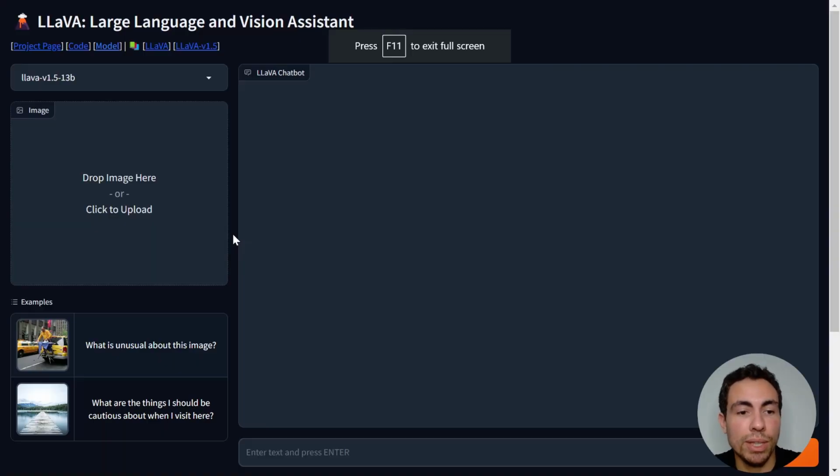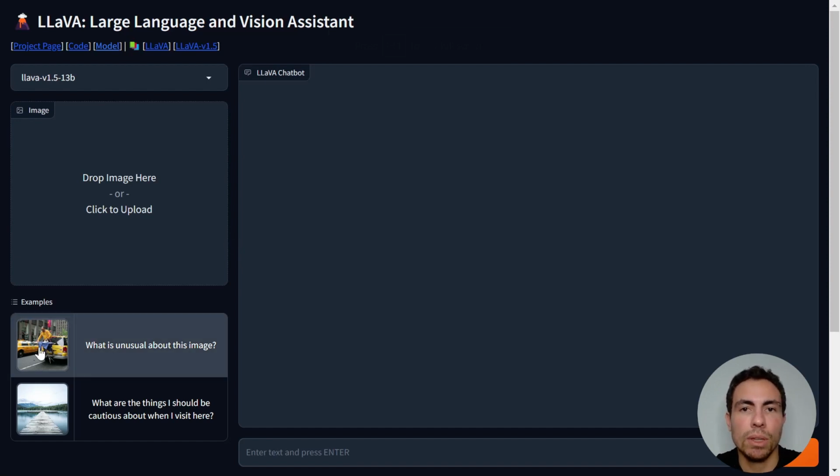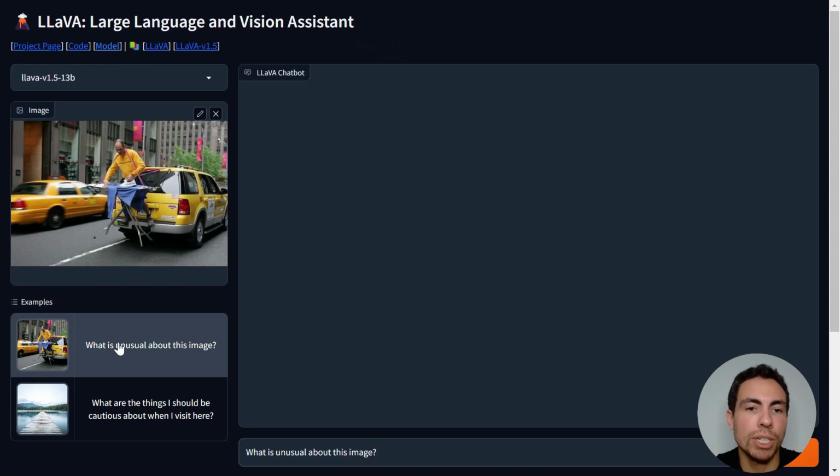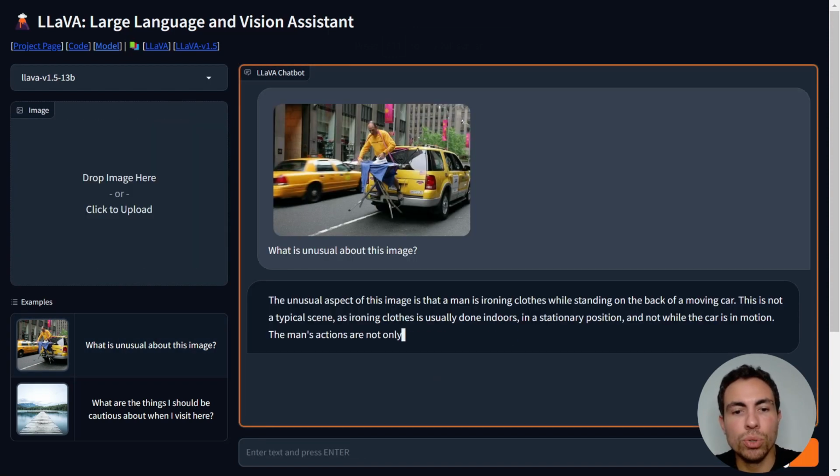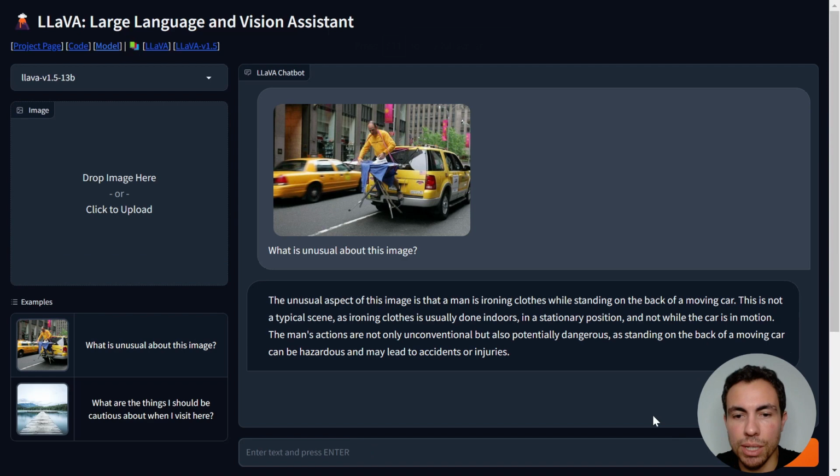This here is the example that they make available. They have some preloaded things here. So, what's unusual about this image? Let's see. The unusual aspect of this image is that the man is ironing clothes while standing on the back of a moving car. Very unusual, that's for sure.